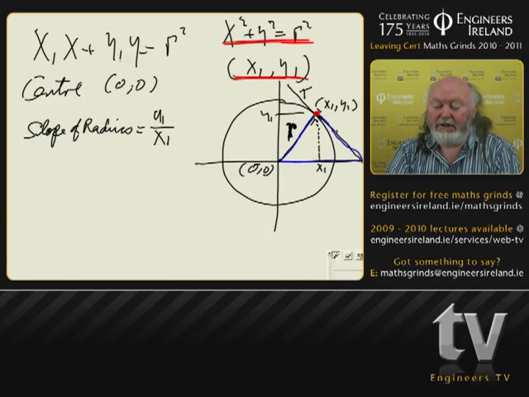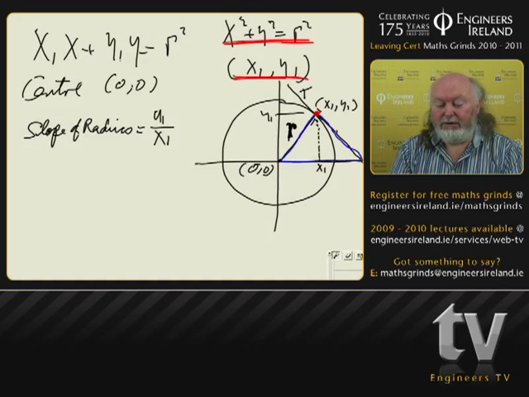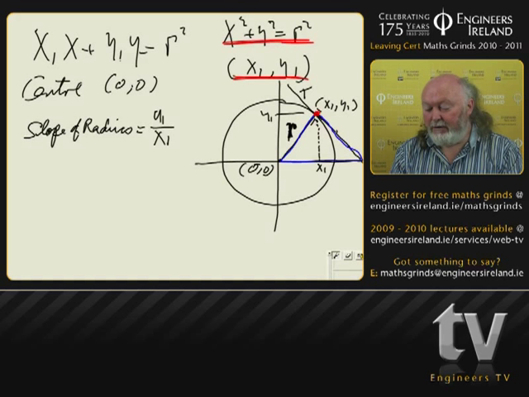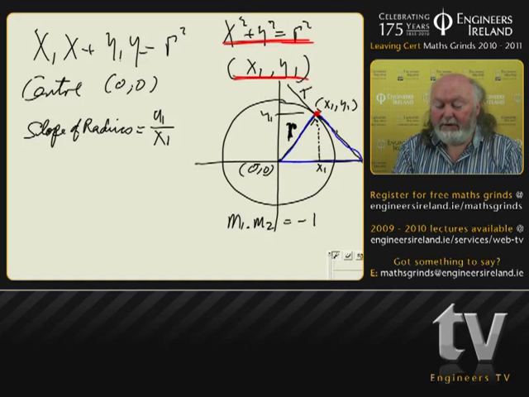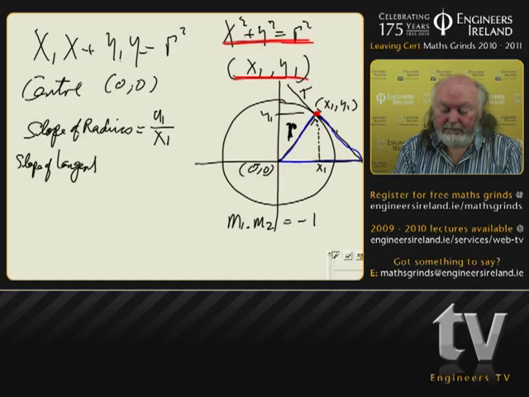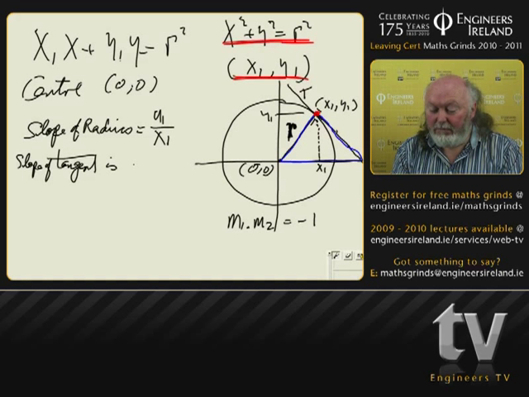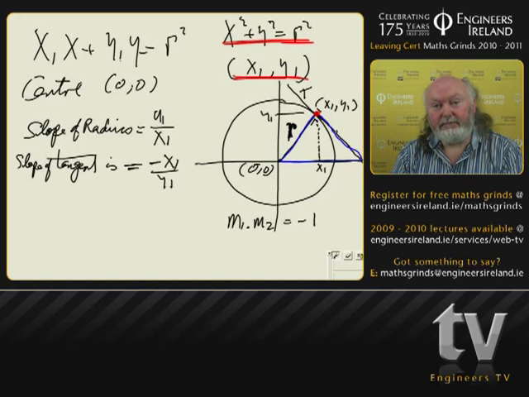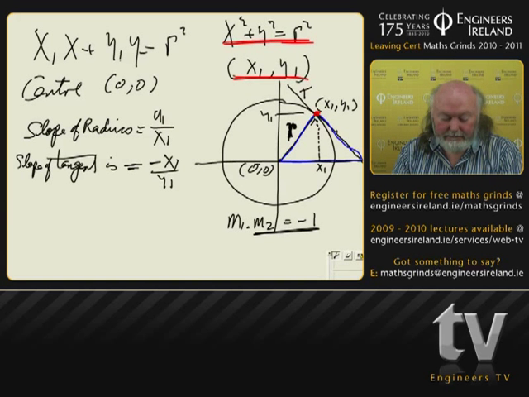We know the slope of the tangent because it's perpendicular to it. Remember the basic equation I'll draw down at the bottom. m1 by m2 equals -1. So slope of tangent is equal to minus x1 over y1. It just comes straight out from that little equation down here.